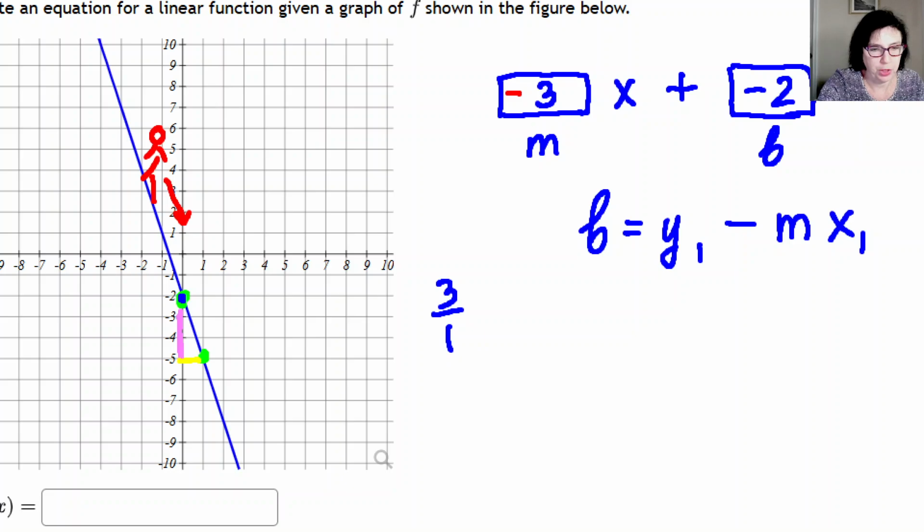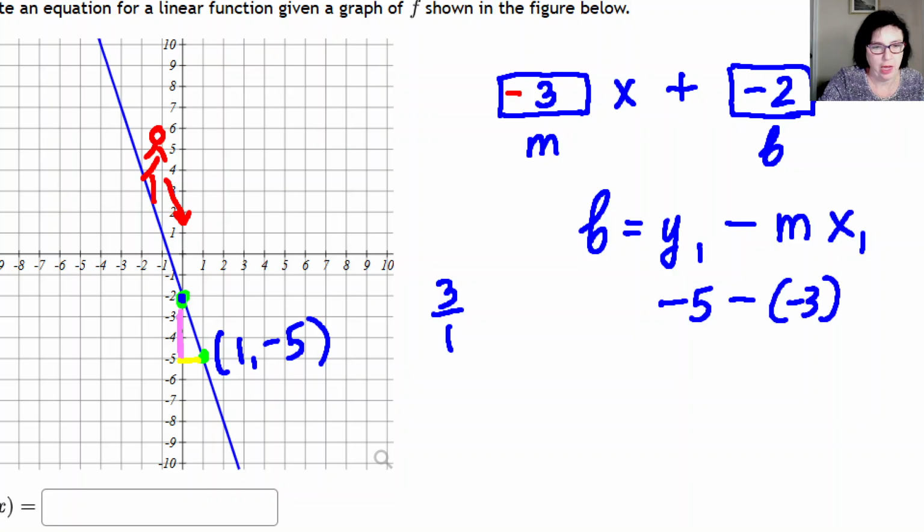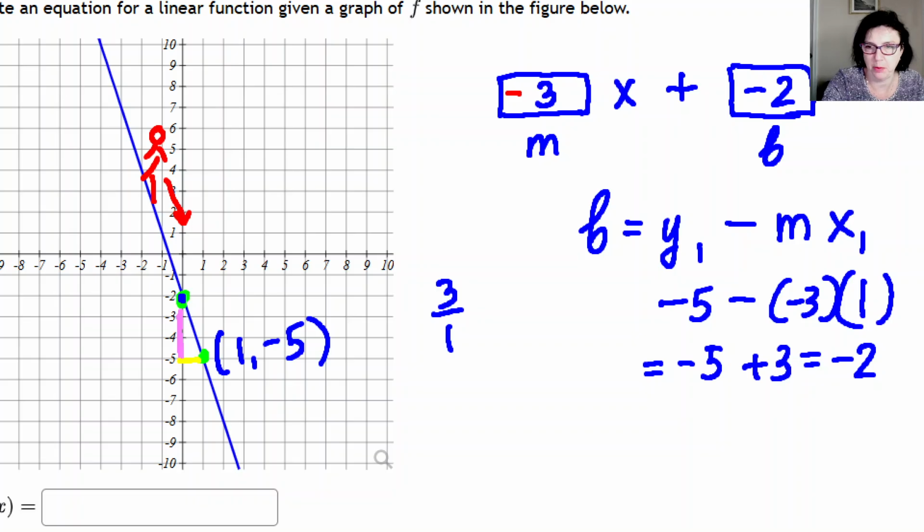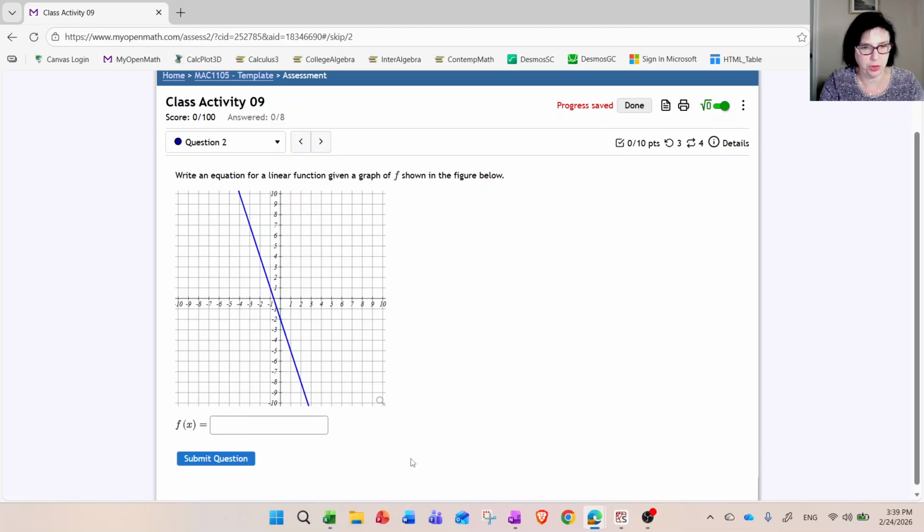For example, for this point right here, 1, -5, you could use 1, -5. So your y1 is -5, the slope is -3, and x1 is 1. If you computed that, you would get -5 plus 3, which is -2. So you can see that's the same thing as b. Sometimes when you look at it, if it's a fraction, then you would have to use the formula to get the intercept. But otherwise, this is the answer. So I'm just going to put -3x and then -2, and that's it.